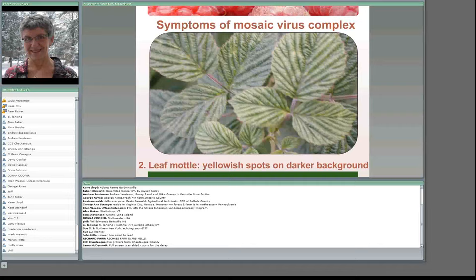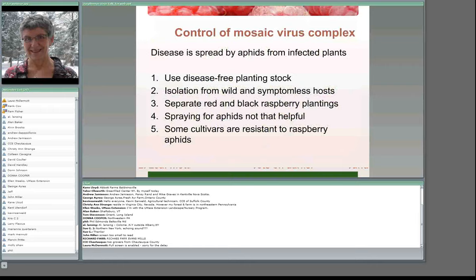So to control mosaic virus, and these are the virus diseases that are spread by aphids, you really need to prevent the aphids from moving from infected plants to non-infected plants. So first, start new raspberry plantings with disease-free stock. That means grown in a plant propagation program that uses virus-free nuclear stock and tests for viruses throughout the program.